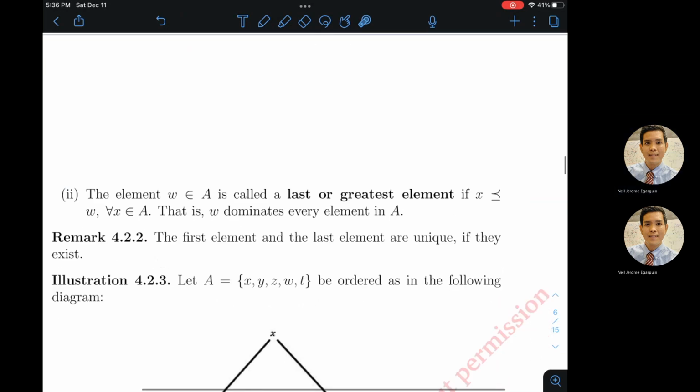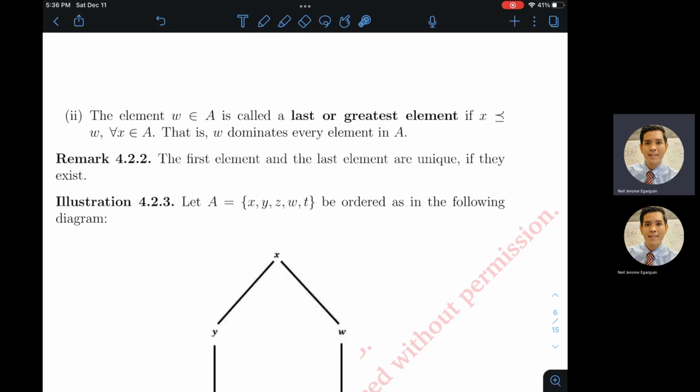Alright? Now, it is easy to imagine that if the first and the last element exist, then they would be unique. Isa lamang yung makukuha nating first element, isa lamang yung makukuha nating last element kung sila ay nag-exist. Alright? And that's the big caveat here. Hindi lagi nag-exist ang first at saka last element.